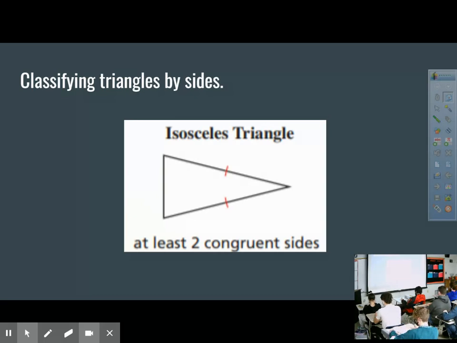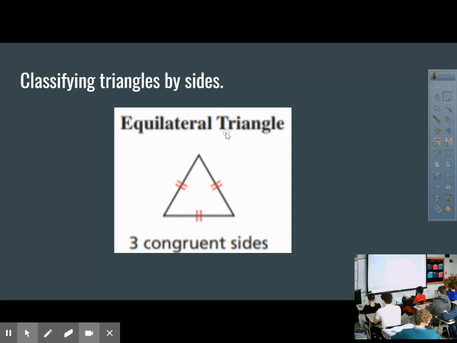And then the third kind is equilateral. Equilateral has three congruent sides. So under the definition of equilateral, you would put three congruent sides. Which of those triangles over there is equilateral? The last one, the third one. So the third one's considered isosceles and equilateral.